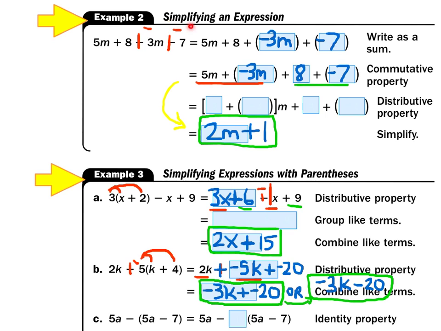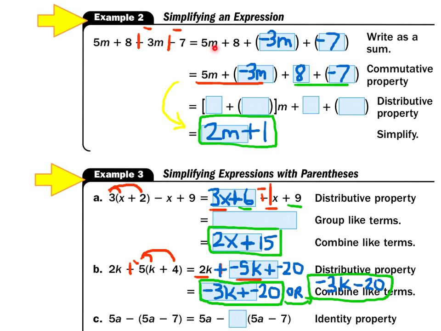Okay, so here we're going to simplify an expression. So they give us 5m plus 8 minus 3m minus 7. Notice the first thing I did was I added a line and changed the sign anywhere I saw subtraction. And then they rewrote it: 5m plus 8 plus negative 3m plus negative 7. All right, and now we want to match whatever matches.